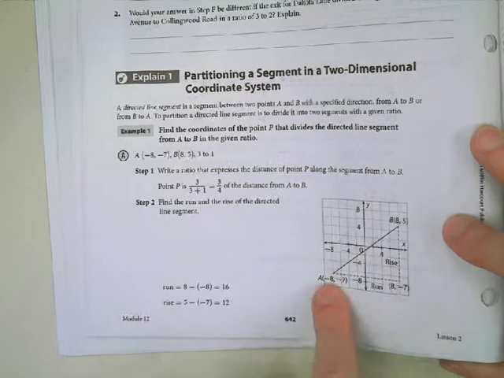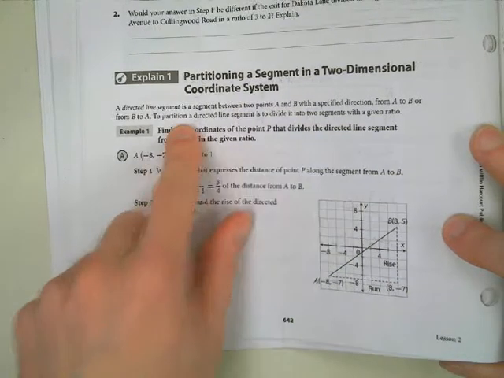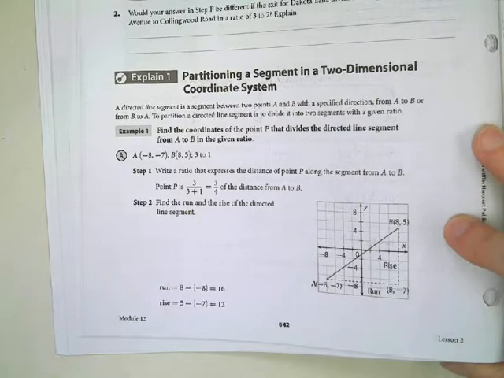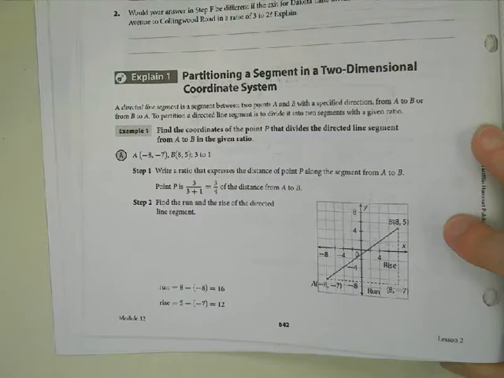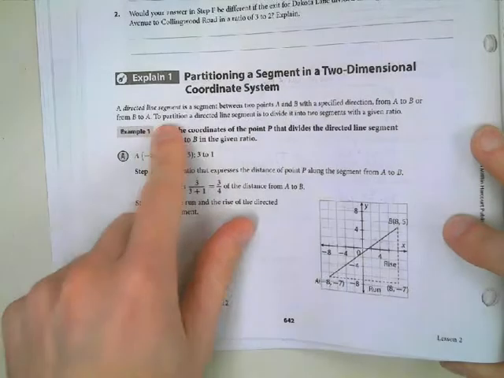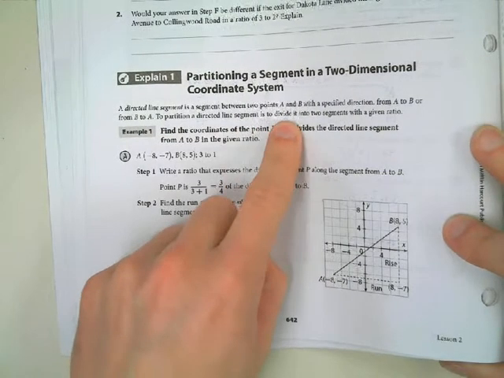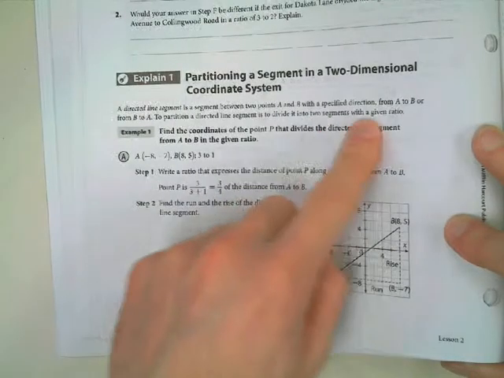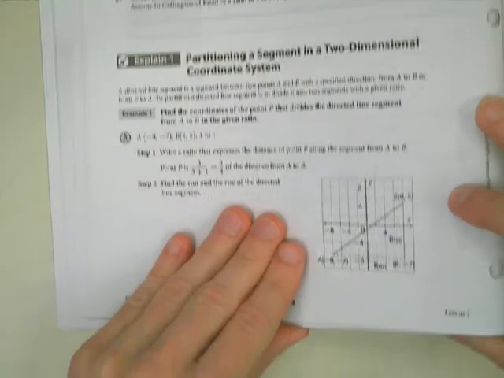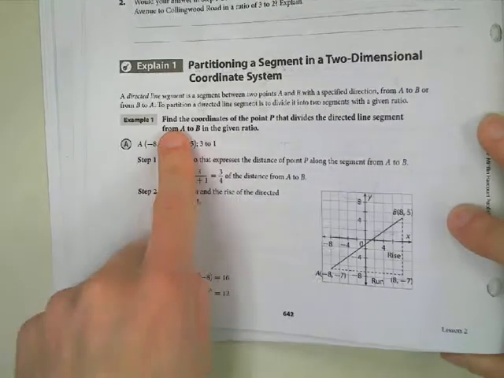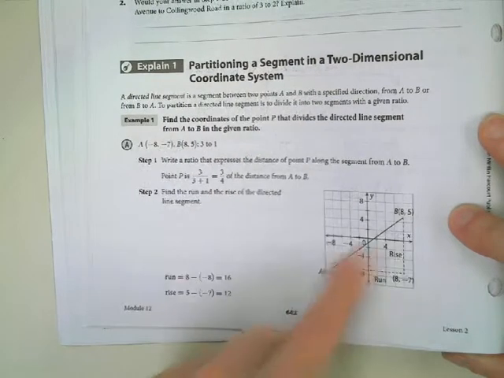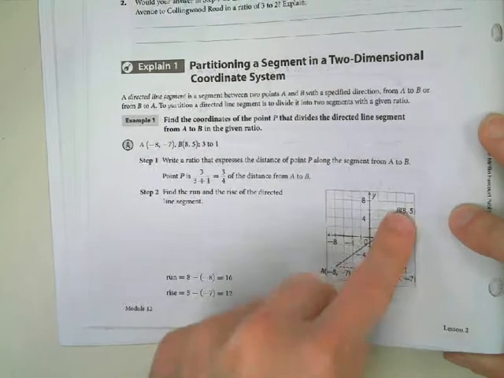To partition a directed line segment, partition just means to break it up into pieces, okay? Not necessarily equal size pieces, but to break it up into pieces. To partition a directed line segment is to divide it into 2 segments with a given ratio. So, for example here, we want to find the coordinates of the point P that divides this directed line segment from A to B in the given ratio.